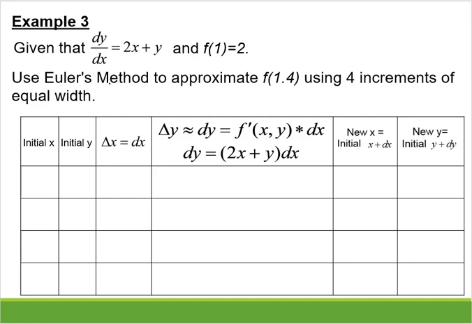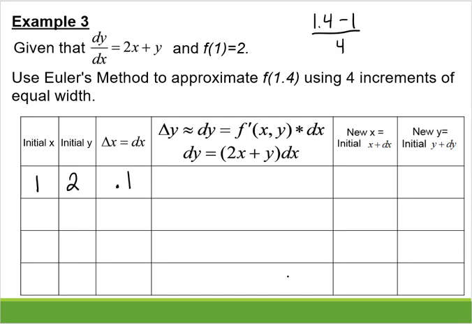So I have my differential equation. This is a differential equation we don't know how to solve. And we have an initial condition. We need to go from 1 to 1.4 using 4 increments. So how I figure out my delta x is 1.4 minus 1, where you're going, where you came from, over how many increments you have, to get 0.1.